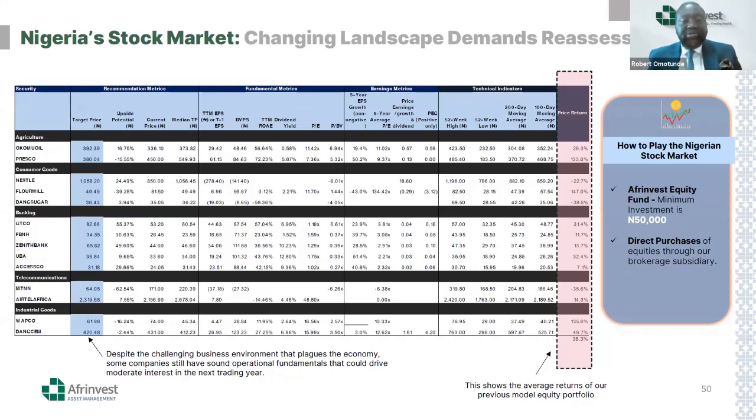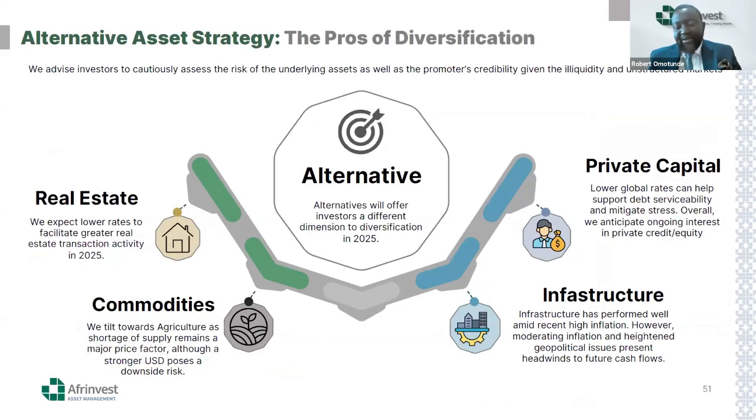For the alternative strategy, we are for these because it helps you to diversify, into real estate, into commodities, into infrastructure, and private capital. Now, this may be a bit more sophisticated for retail investors, right? And that's why we're in the room. I think the major thing I would say here is that give us a call if you think that you would want us to explore more options with you in the alternative, especially in infrastructure and real estate, and we'll be glad to do so.